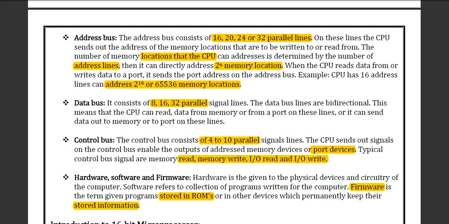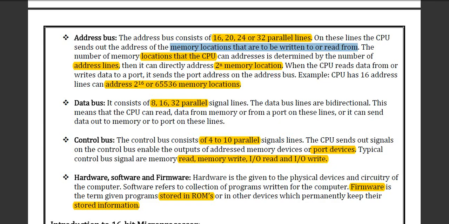The address bus consists of 16, 20, 24 and 32 parallel lines. On those, it will send the address of the memory location to the CPU that is to be read or written. The memory locations can be denoted as 2 to the power n. That means if the address line is 5, then the memory locations are 2 to the power 5. Here we have used a 16-bit address line, so the memory locations are 2 to the power 16, which is 65536 memory locations. That means 64 kilobytes of memory locations.